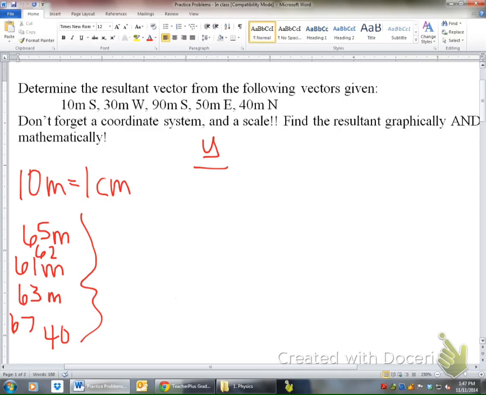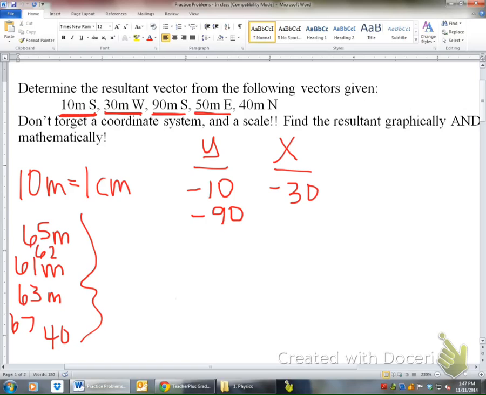Why do you think we're calling the vertical components y's? Y-axis is vertical. That's the reason. So tell me which of these is this vector right here, vertical or horizontal? Vertical. And is it going up or down? Down. So I'm going to say this is a negative 10. What about this 30? Is it going vertical or horizontal? Horizontal, and it's negative, exactly. Negative 30. What about the 90? Horizontal or vertical? Vertical, and it's negative because it's going down.